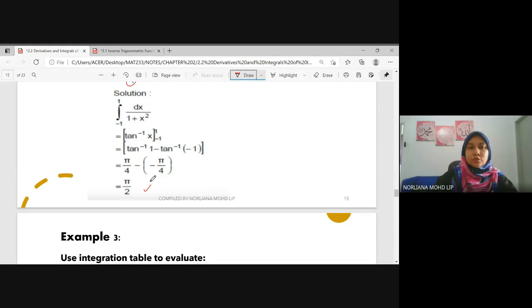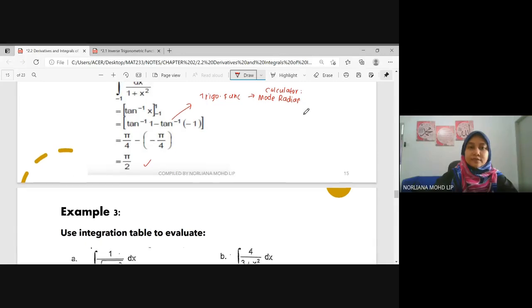Pi over 2. Okay, lagi satu untuk yang ni mod dia awak kena tukar kepada mod radian. Yang ni untuk trigonometric function calculator. Tukar mod calculator mod radian. Untuk calculator. Kalau tak tukar, tak dapat jawapan.